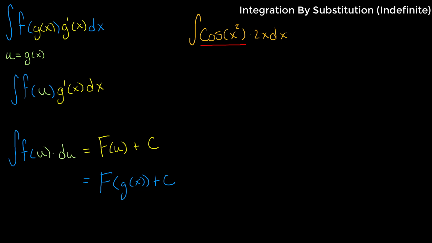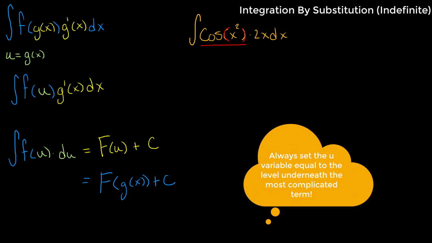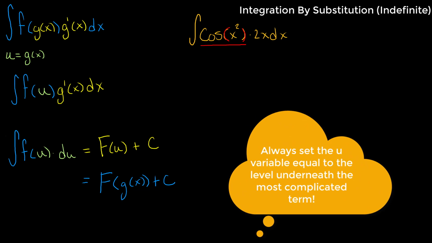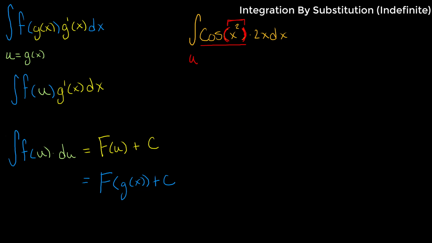Now, there are multiple levels here because it's complex. That's why it's complicated. 2x is just one level. Cosine of x squared is two levels because it's separated by parentheses. So my rule is I always make u the level underneath the most complicated term. Our most complicated term is cosine of x squared. The level underneath the cosine of x squared is just x squared. That is the level beneath. So that's exactly what I'm going to do. I'm going to set u equal to x squared.